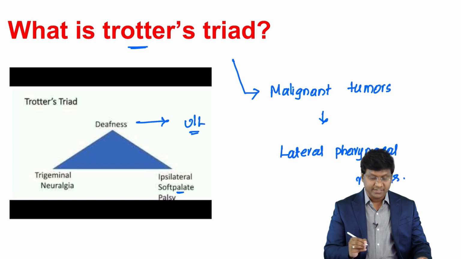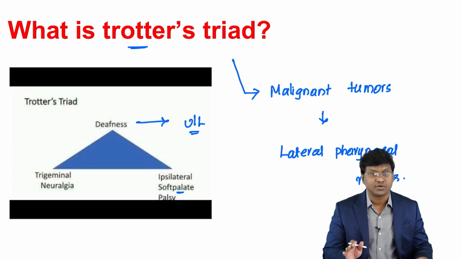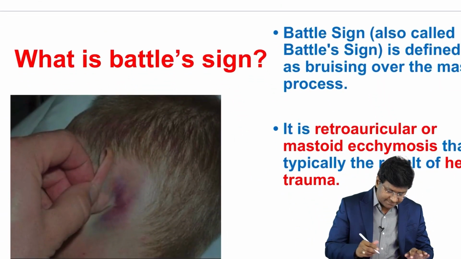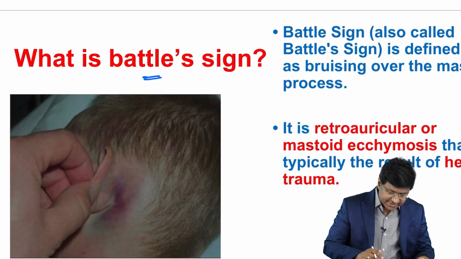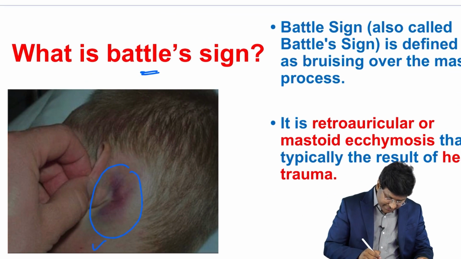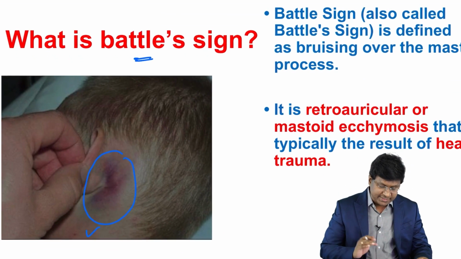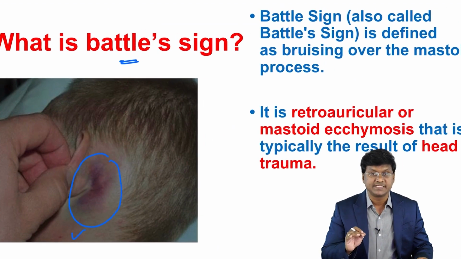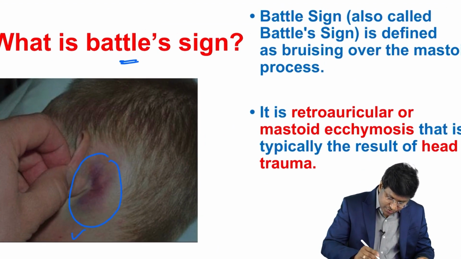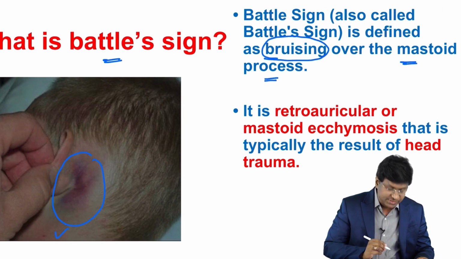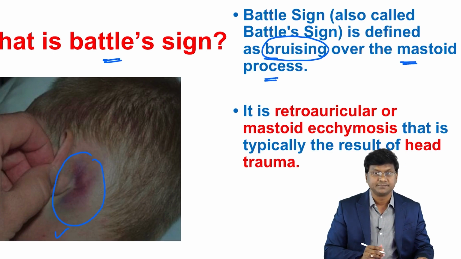Right, lateral pharyngeal recess. That is called the Trotter's triad. And one more question asked was about the Battle sign. So Battle sign, you can see that here, this is your Battle sign, and in which clinical scenario will you come across this Battle sign? It is basically defined as bruising over the mastoid process. That is called the Battle sign.